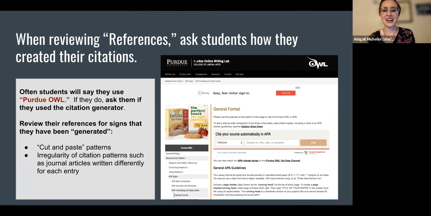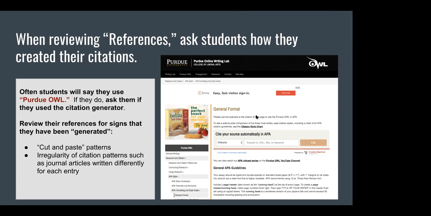When reviewing references with students, you do want to ask them how they created their citations. Why is this so important? Anyone know? Yes, because sometimes they use the generator machine and then it's a completely old software or it jumbles up.